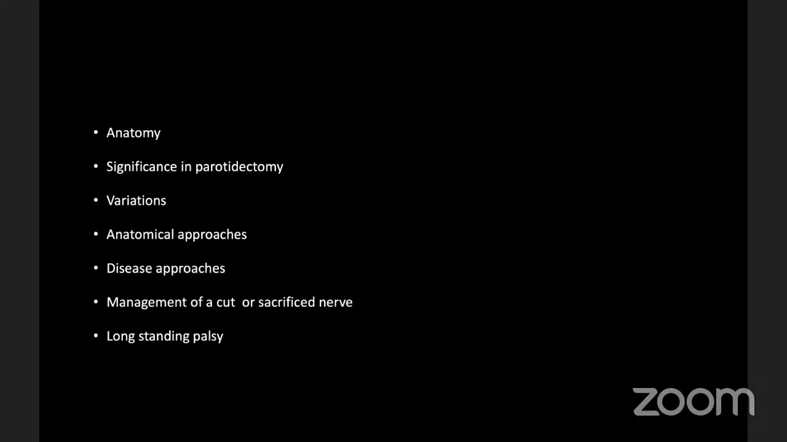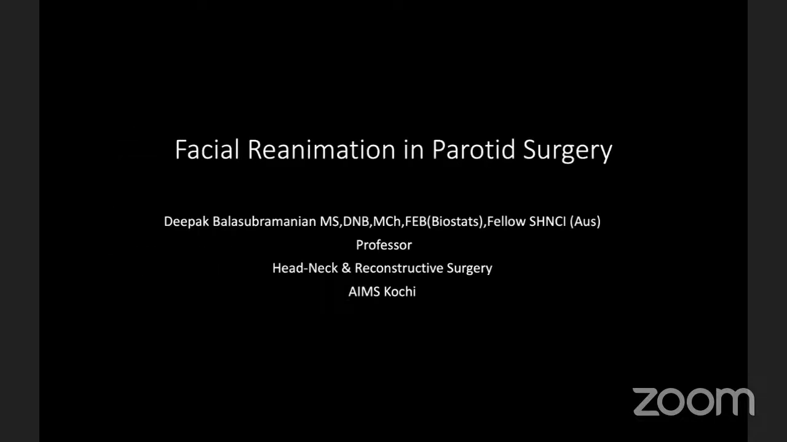The significance in parotidectomy is both oncological, and sometimes even if the nerve is in continuity, the patient does develop long-term paralysis. What are the variations of the facial nerve? This is important because these variations can affect the end organs or the end effectors of function. What are the anatomical approaches to the facial nerve? What are the disease approaches? How do you manage a cut or sacrificed nerve? And what are the long-standing palsy managements?